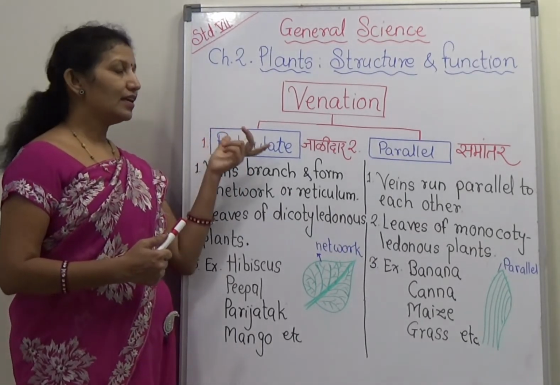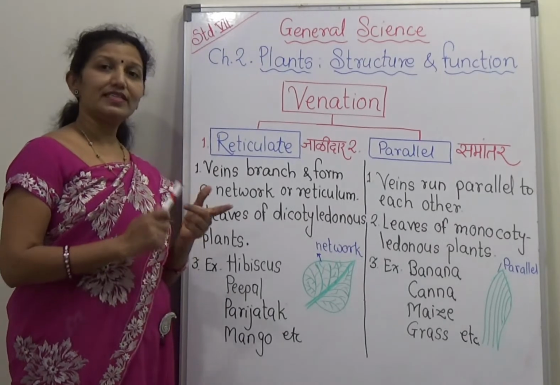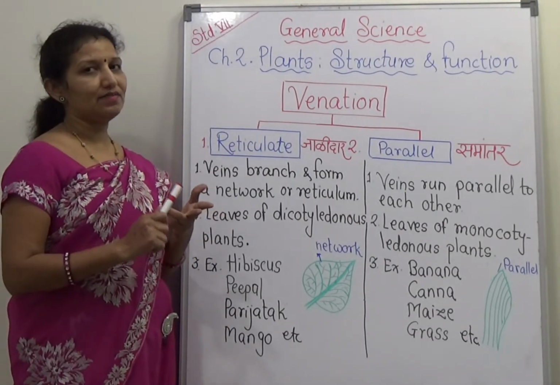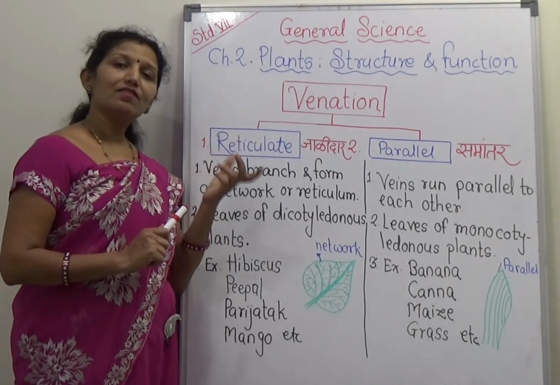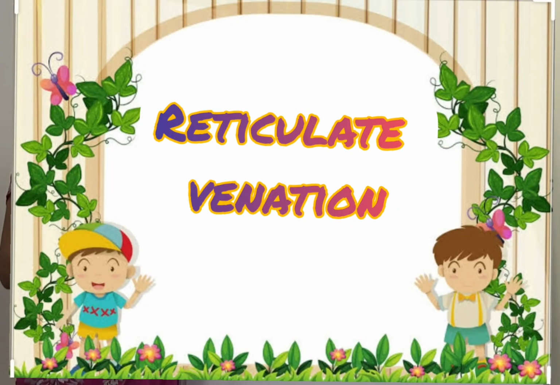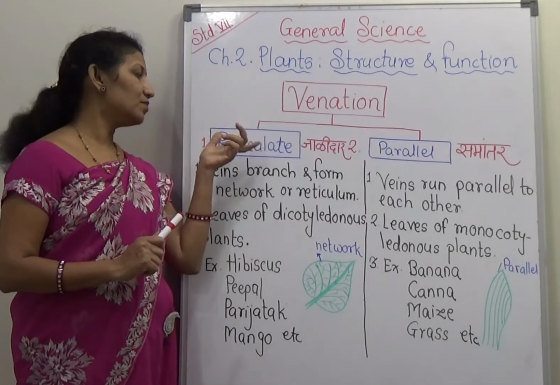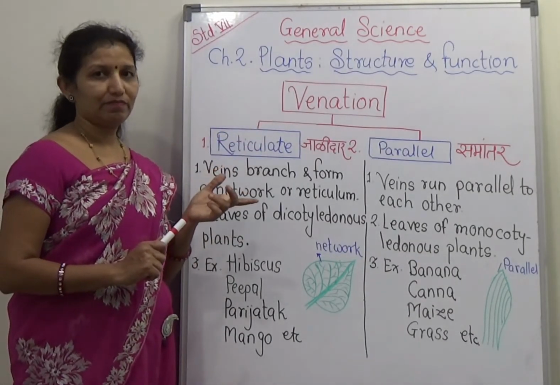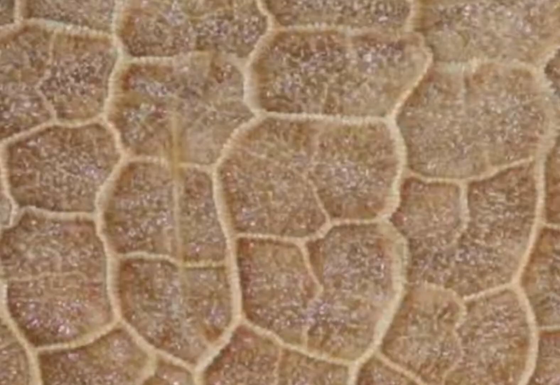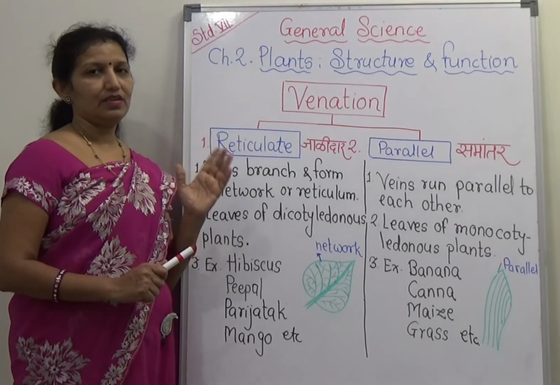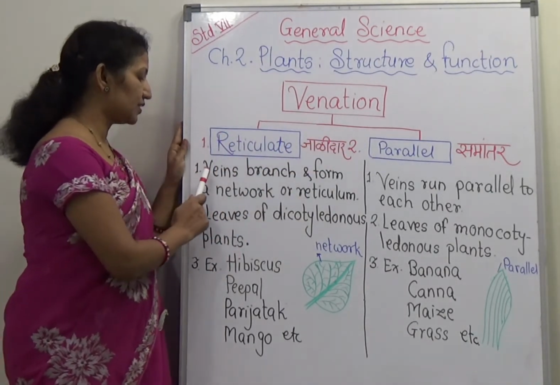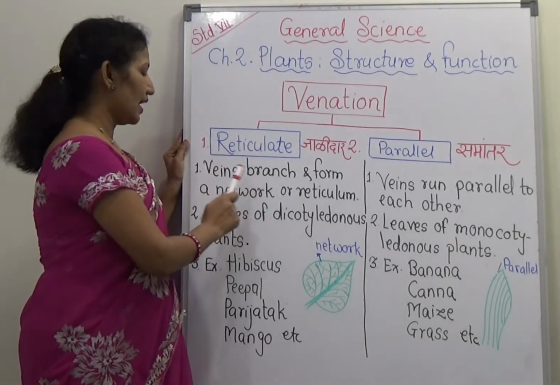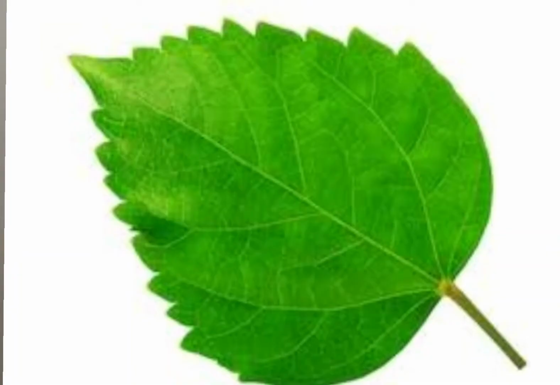And there are two types of venation. One is reticulate venation and another one is parallel venation. Now reticulate, the word reticulum means network, that forms the word reticulate here. There is a reticulum or network of veins, that's why it is called reticulate venation. In this reticulate venation, veins branch and form a network or reticulum.